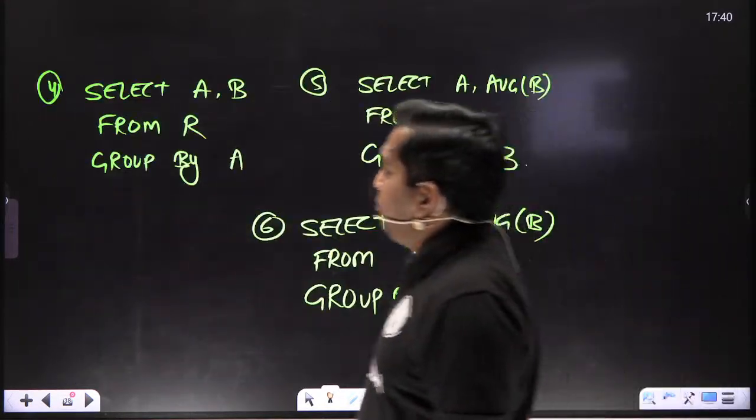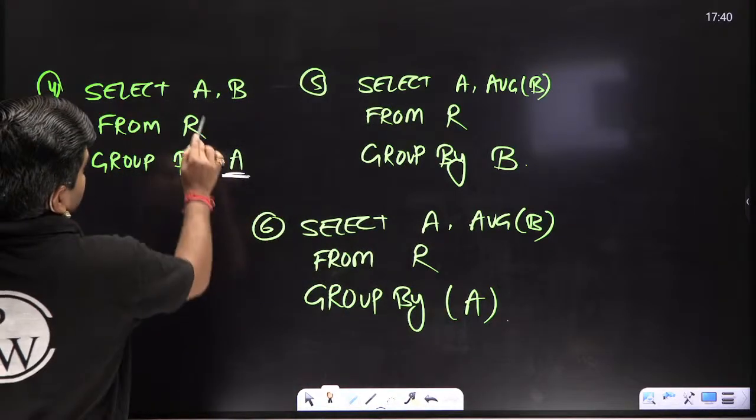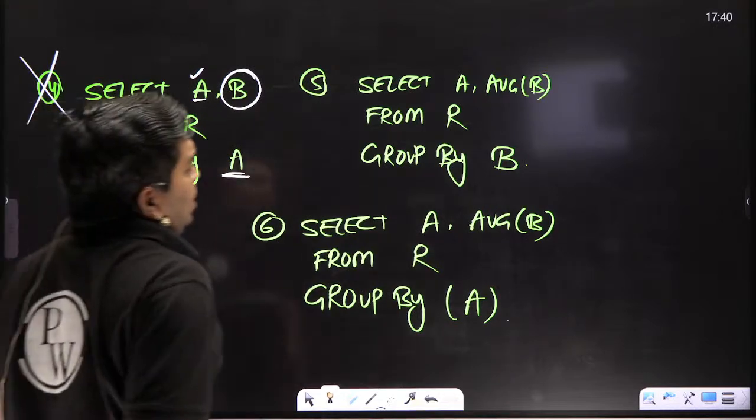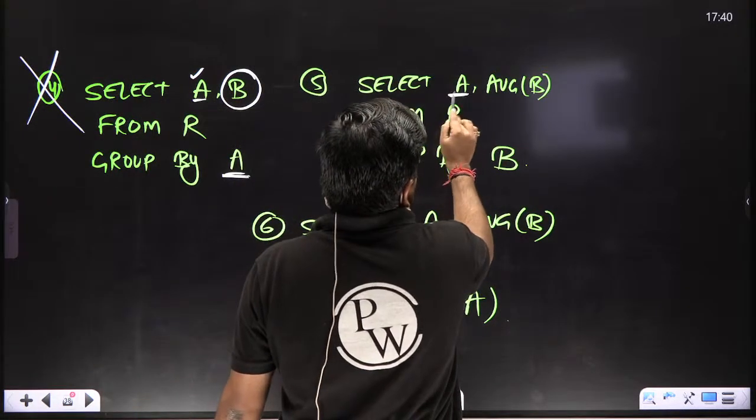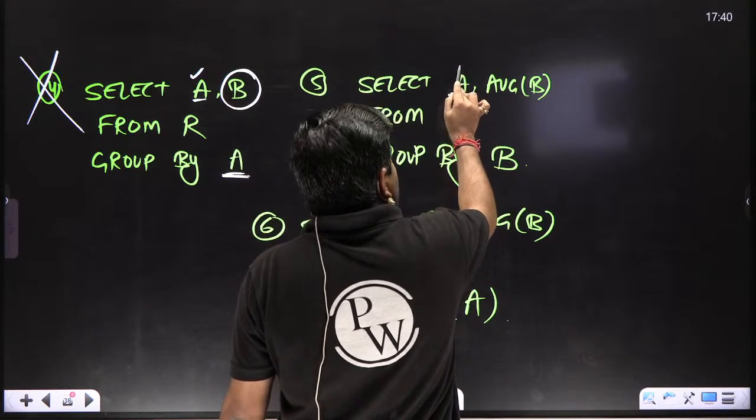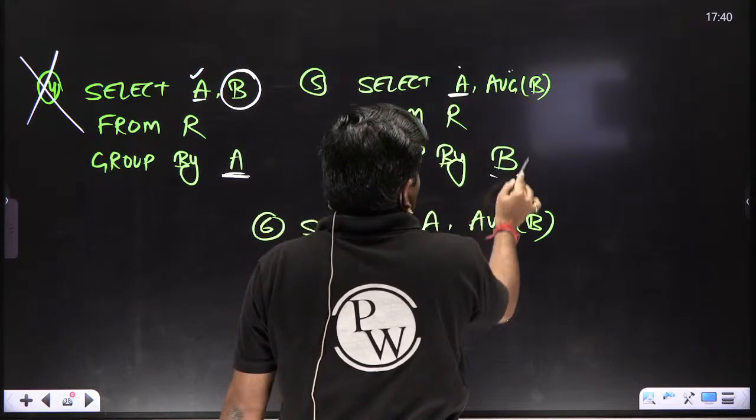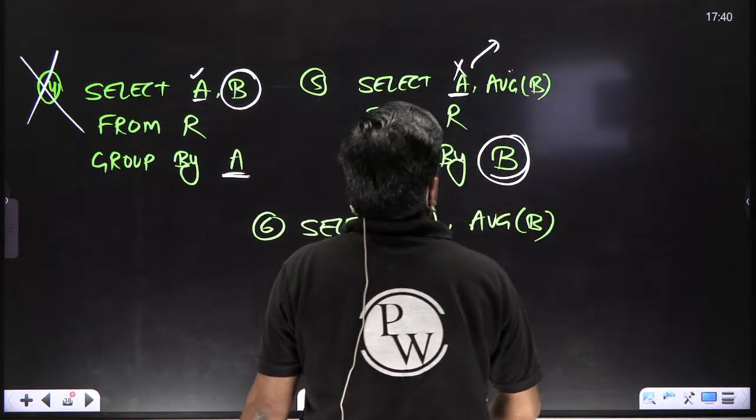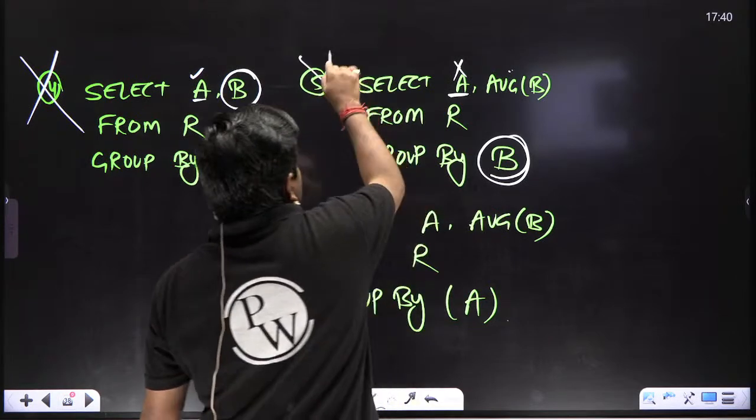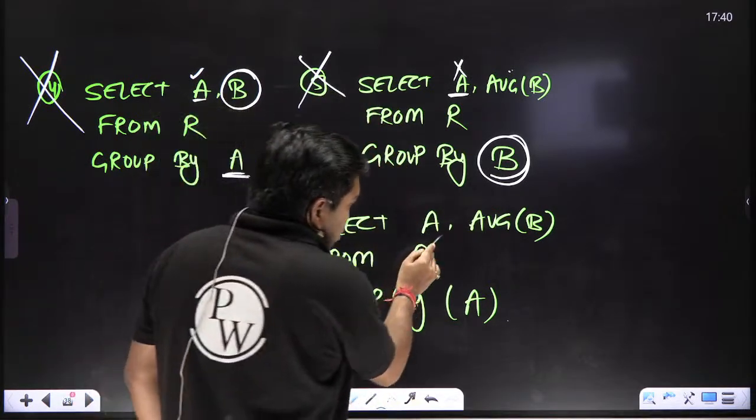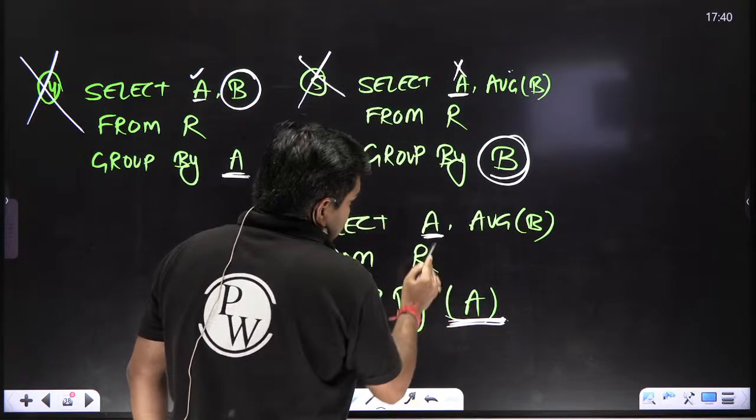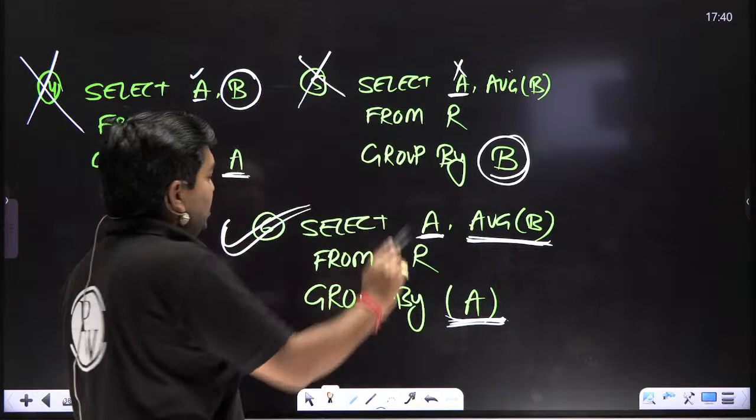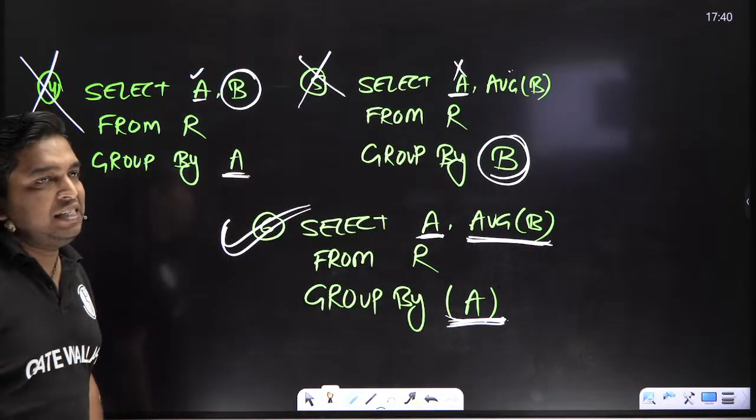Next, query number 4, group by A only. This is okay, but this creates a problem. Query 4 is wrong. Here, group by A is syntactically correct with other aggregate functions, but here you are doing group by B. This is wrong. Now this is correct, because group by A, yes, and aggregate function. This is correct. Hope you are getting each and everything.